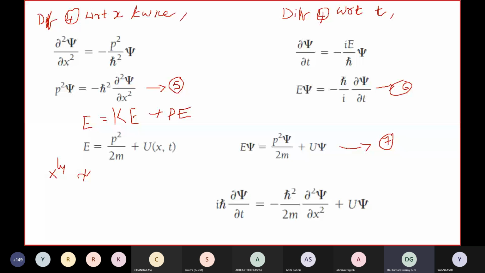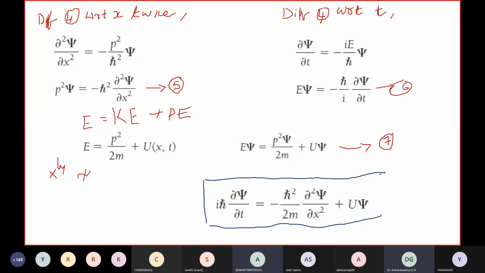Okay. So this is called Schrodinger's time-dependent equation. Sir, means this all derivations important only, no, sir? Oh, of course, all. Okay, write down. This is Schrodinger's time-dependent equation.